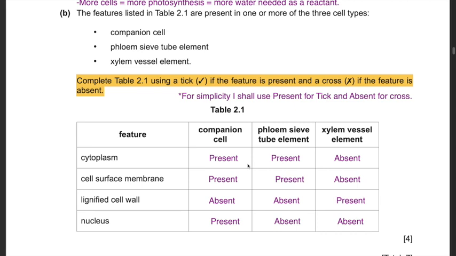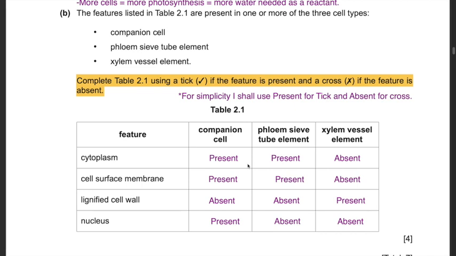Let's look at cell surface membrane. Cell surface membrane is definitely present in companion cell as well as phloem sieve tube element, whereas xylem vessel element doesn't have a cell surface membrane. It has cell walls which are lignified. Therefore, under xylem vessel element there should be a cross, whereas for companion cell and phloem sieve tube element there should be a tick.